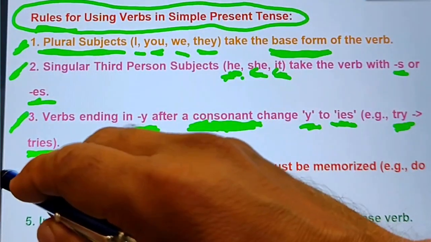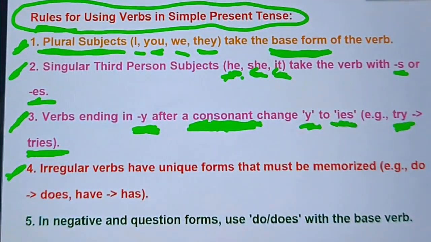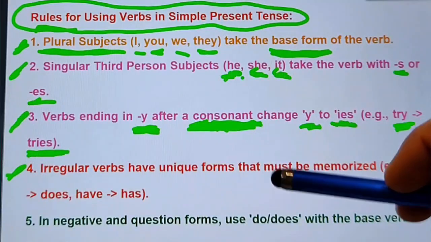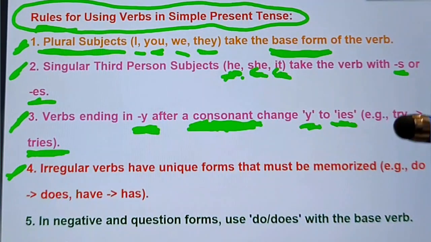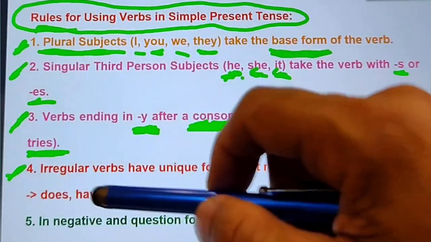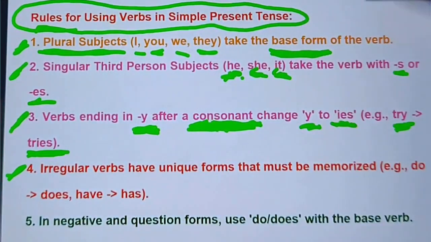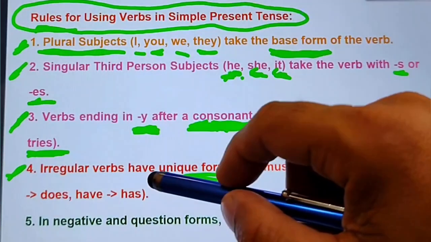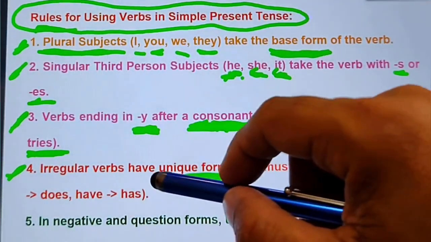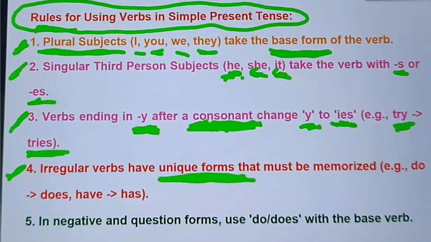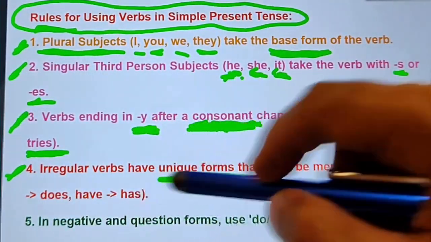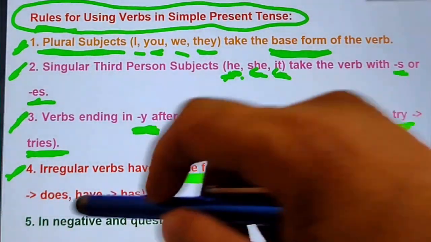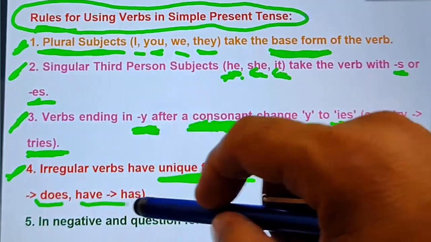So next rule here, number 4, irregular verbs have a unique form that must be memorized. So for example, do changes to does and have changes to has. So this is an irregular verb. This is the unique form of the verb. Thus we have to memorize them. Do changes to does and have changes to has in irregular verbs.